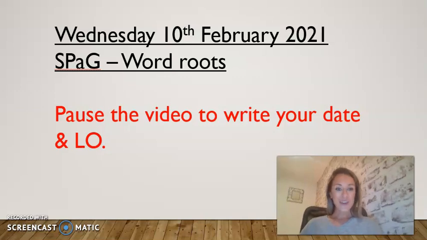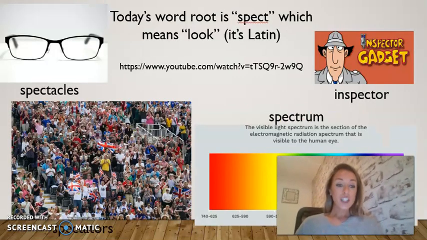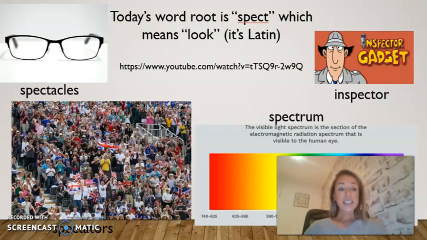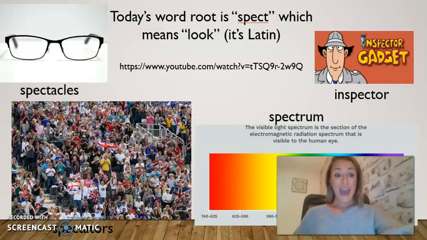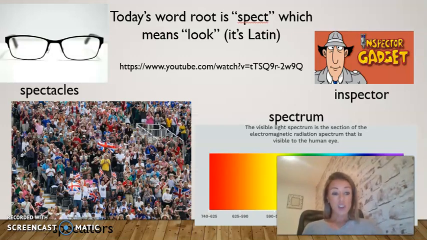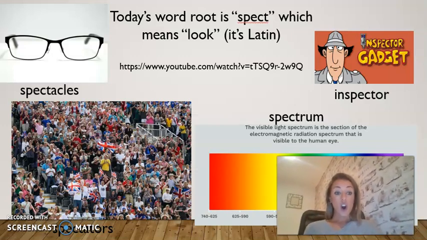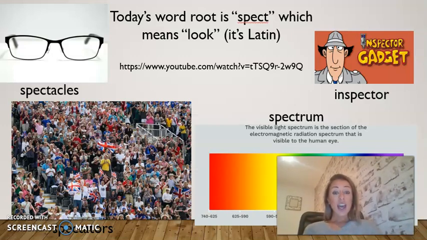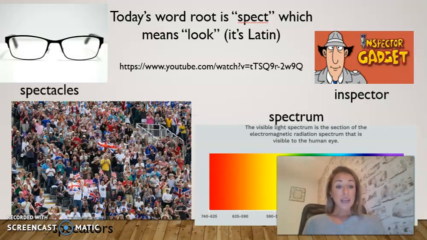Okay, so let's go. Today we are going to be looking at the word root spect. Spect, okay. Now this is a group of letters, a word root that we find in quite a lot of words in English, and it comes from Latin and it means look.